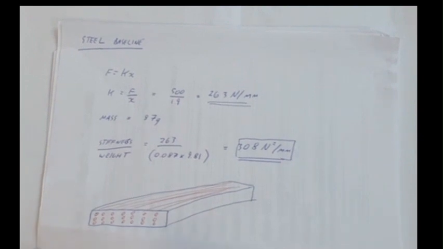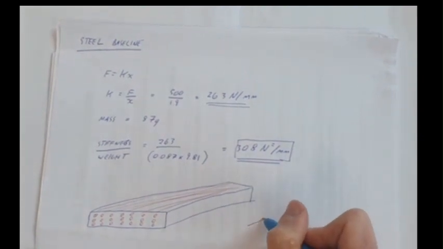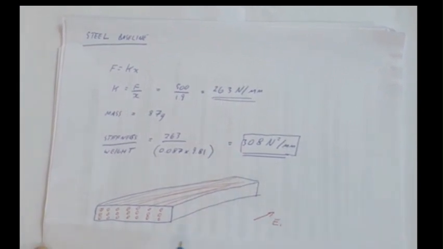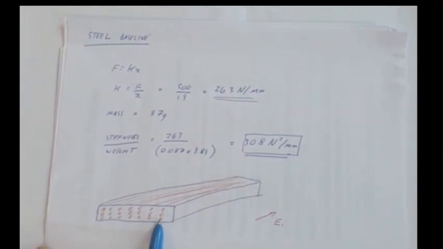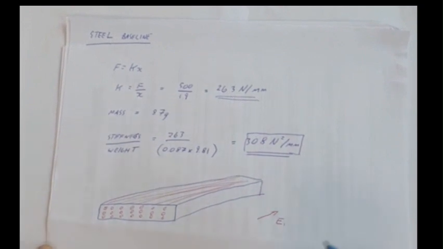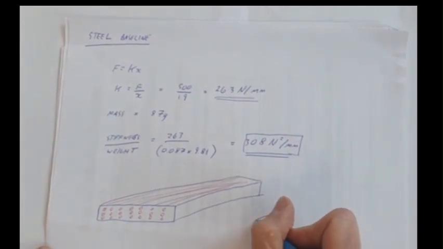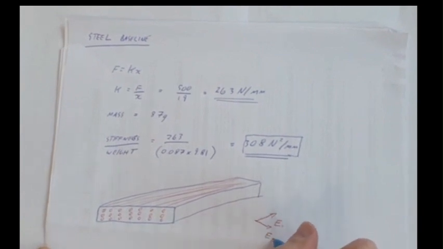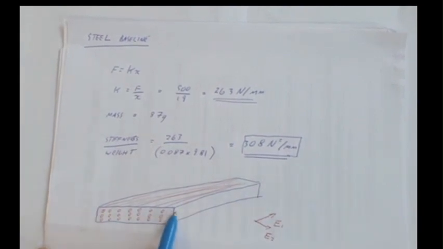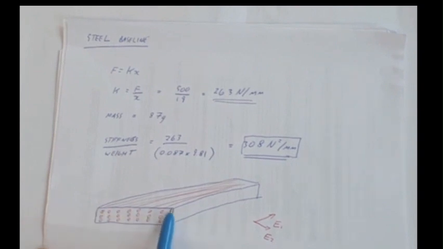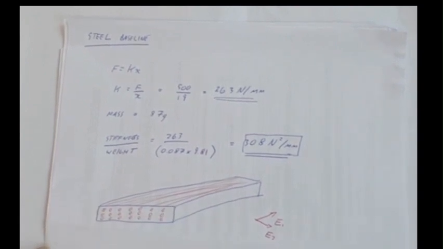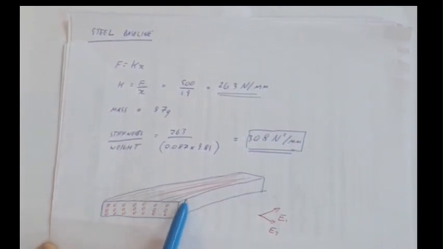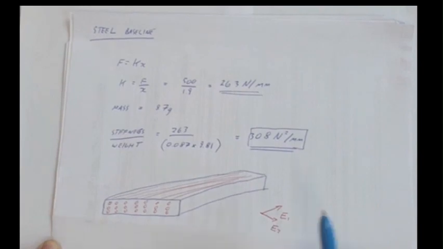Okay, what does that mean? That means that the stiffness in this orientation, we'll call E1, is going to be quite high. It's going to be driven by the stiffness of the carbon fibres. And the stiffness in this direction, which we'll call E2, the lateral stiffness, is going to be much lower, and that's going to be driven by the stiffness of the epoxy. We've got carbon fibre reinforced plastics, and the plastic, the epoxy, is going to drive E2.